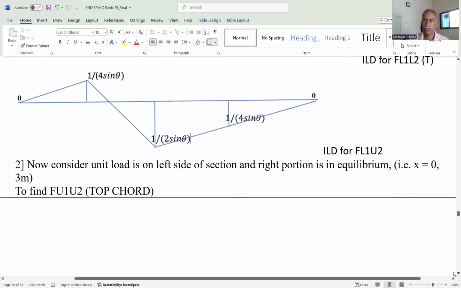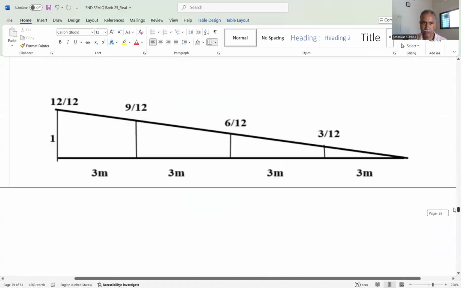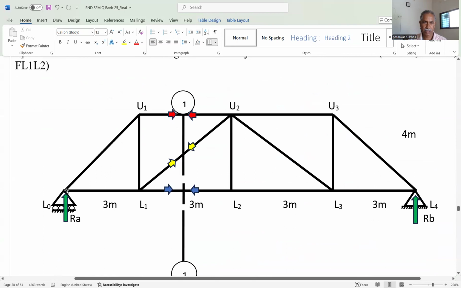First step is we can draw the ILD for RA and RB. Then second, we consider the unit load on the left side of the section 1, and the right portion in equilibrium. And when we consider the left portion in equilibrium, what is the value of X? What is the range? We just see, the load may be at this point. That means X is equal to 0.